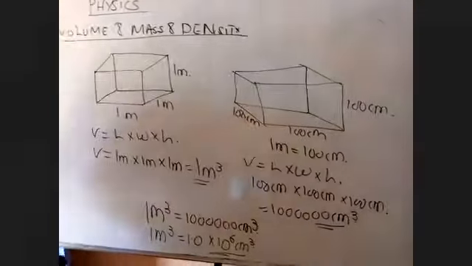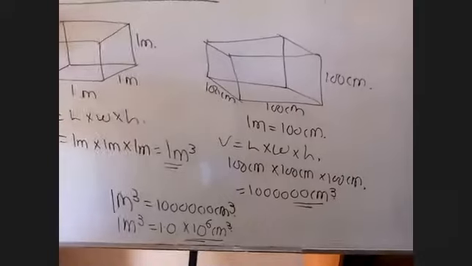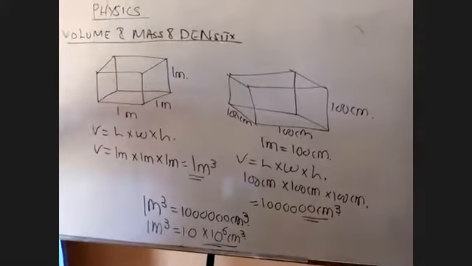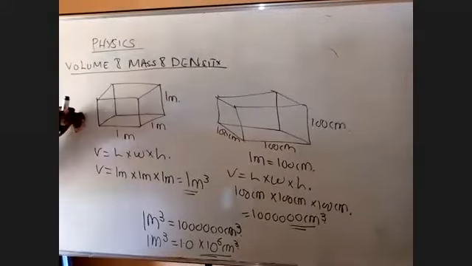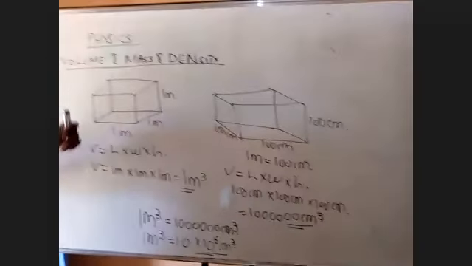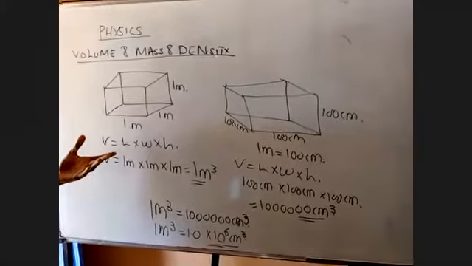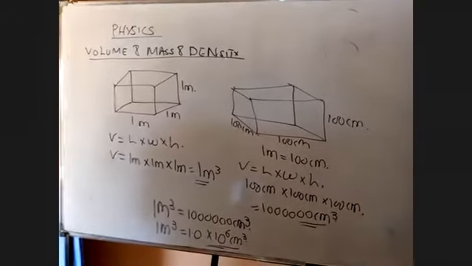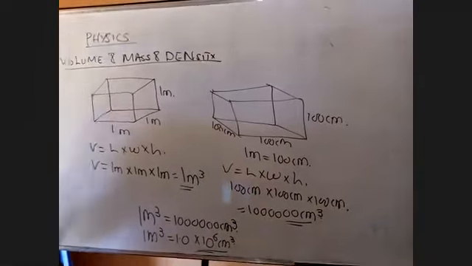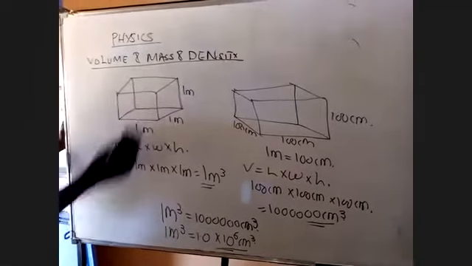So that is what entails volume. We have looked at how we can calculate volume, and how we can measure the volumes of both regular shapes and irregular shapes. And finally, we looked at the relationship between volume in cubic meters and in cubic centimeters. So finally, I want us to finish by looking now at the mass.